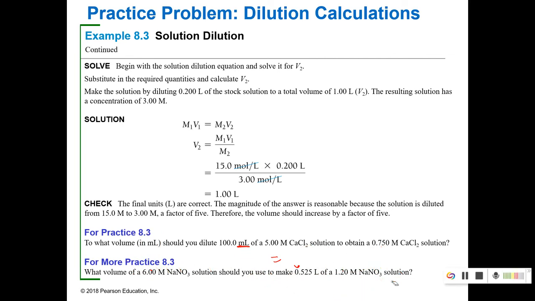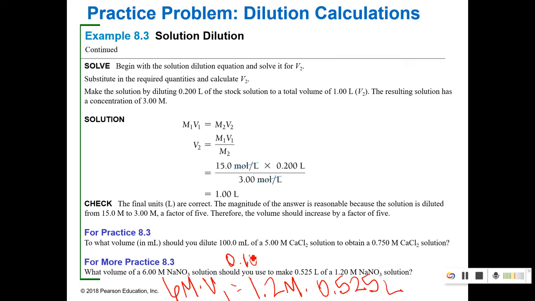Okay, one more. I do like this one because I would say this one is M1. Sorry, 6 is M1, but we're looking for V1. It doesn't matter what you're looking for. Just make sure the two that you have multiplied are the ones that you actually do the multiplication for, and you divide by the one by itself. So V1 is 0.105 liters of sodium nitrate. That's for this one. Okay, please let me know if y'all have any questions on either molarity or dilutions.